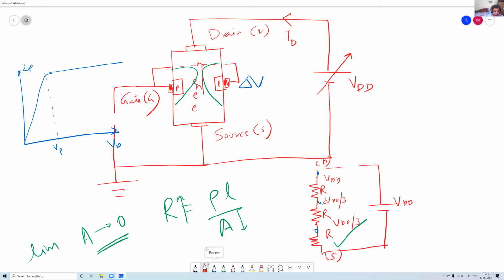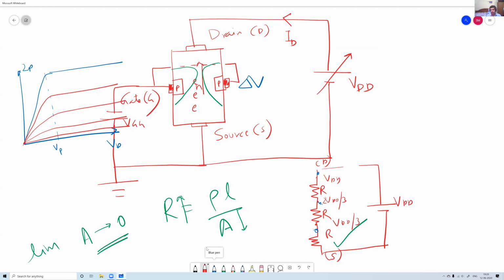Now, we add a negative bias here, VGG. What will happen? Now, this reverse bias voltage will increase even more because I am putting a negative voltage at the P terminal, right? So what will happen? The pinch off will happen at an even lesser voltage, and lesser ID, this way. And if it is sufficiently larger, then current will be zero.